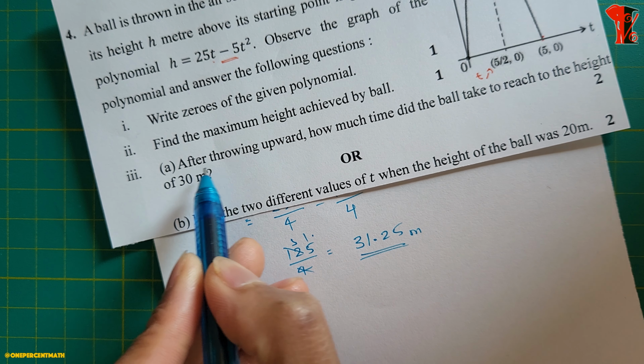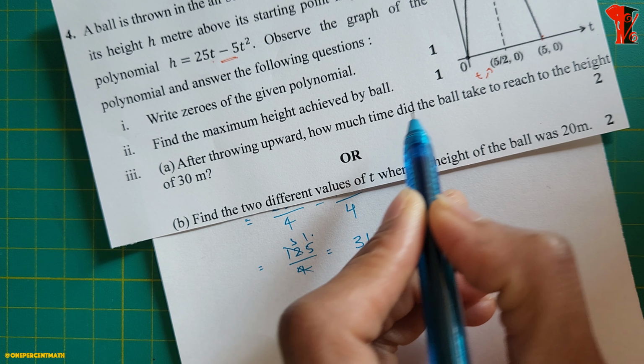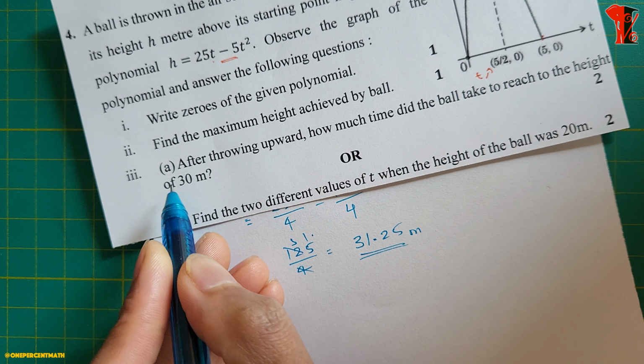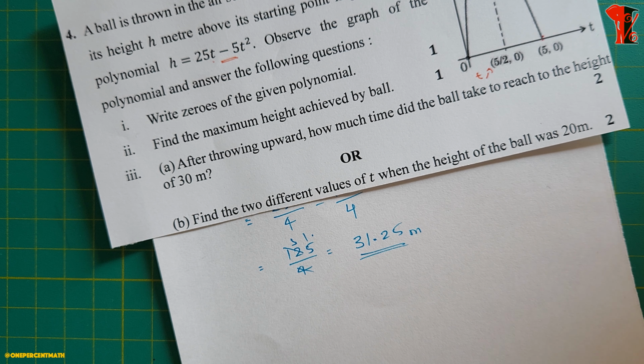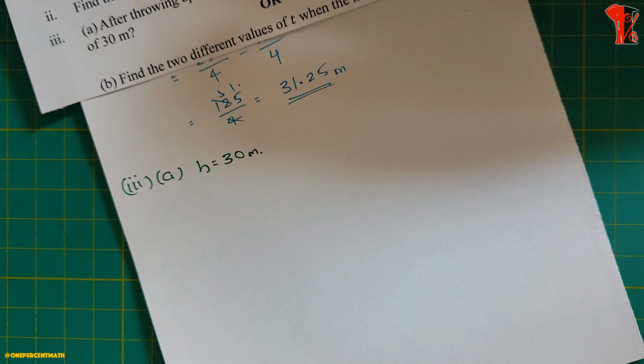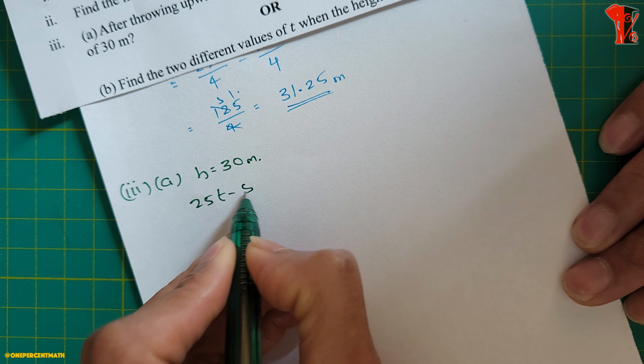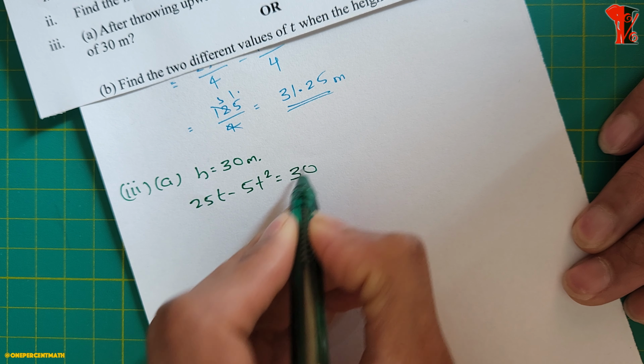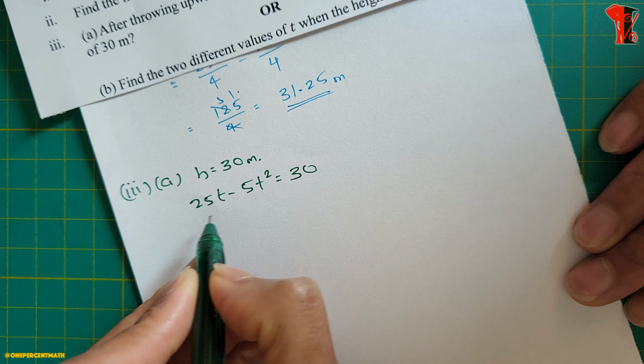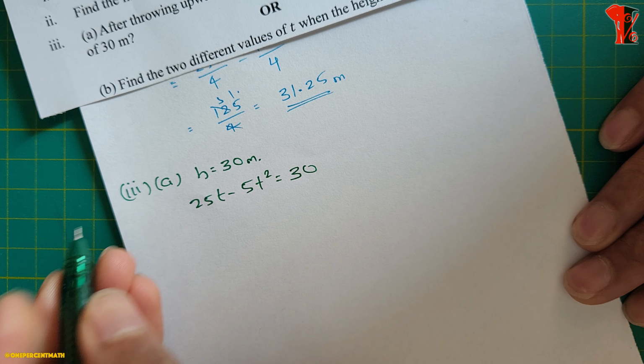So next question, after throwing upward, how much time did the ball take to reach the height of 30 meters? That means in this question, they have given us the height. H is given. H is 30 meters. What is the equation of h? The equation of h over here is 25t - 5t² = 30. Let us arrange this in the standard form, that is ax² + bx + c form.